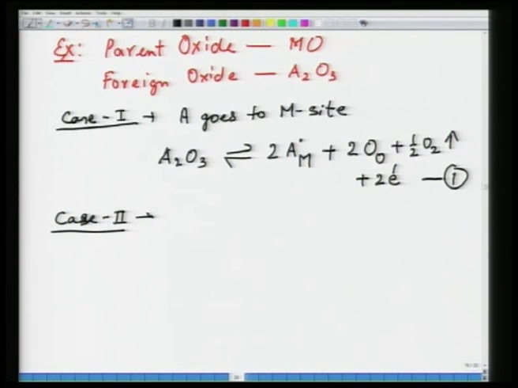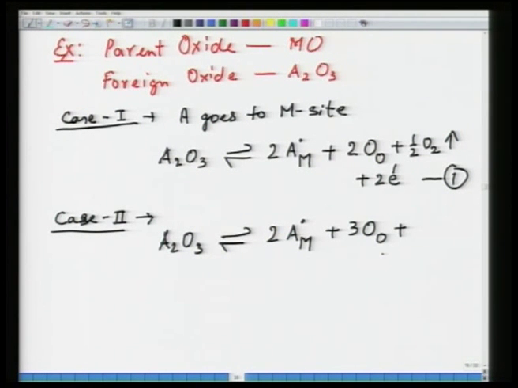Case 2. Now, here again you have A going to M site, but in this case all the 3 oxygens occupy oxygen site. So, let us see what happens here. A2O3, so both the A's go to M site having 1 positive charge at each site, plus all 3 oxygens go to oxygen site. Now, both the A's have gone to M site, all the 3 oxygens have gone to oxygen site.